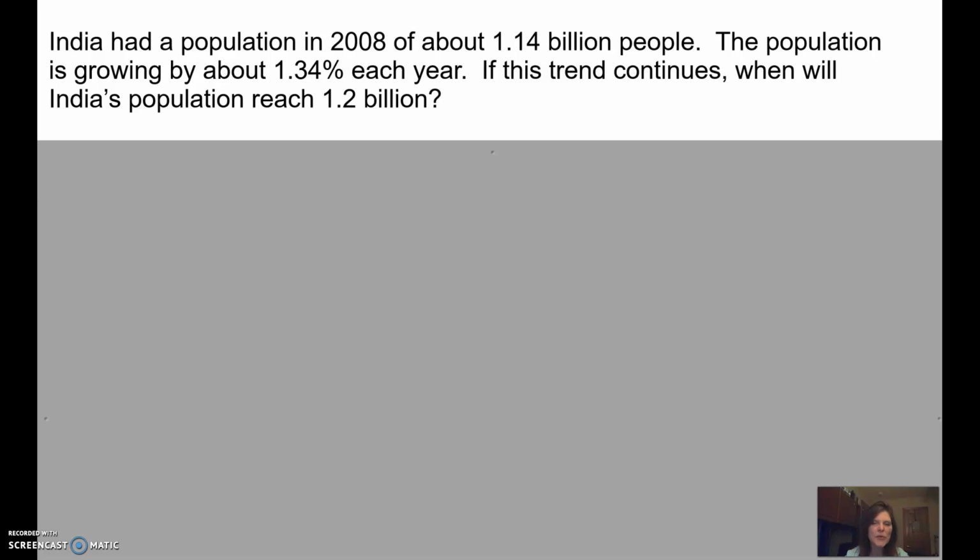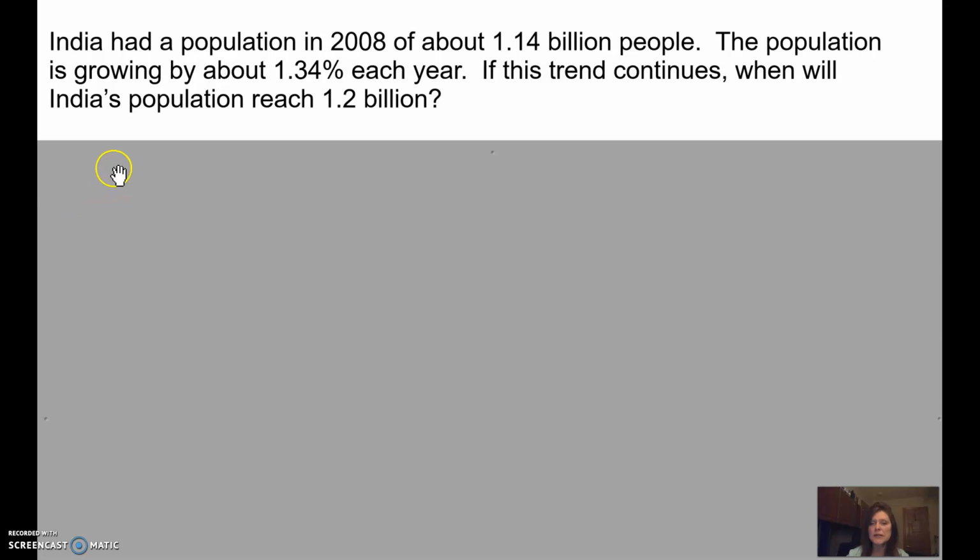Let's take a look at a couple more application problems involving exponential models and the use of logarithms. Okay, so our first one, India had a population in 2008 of 1.14 billion people. Population is growing by 1.34% each year. If the trend continues, when will the population reach 1.2 billion?